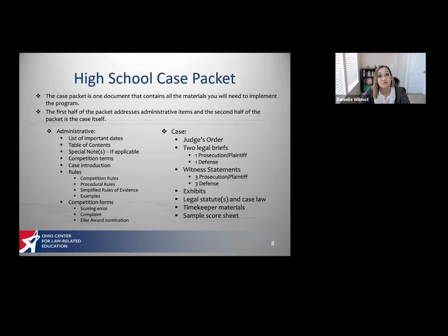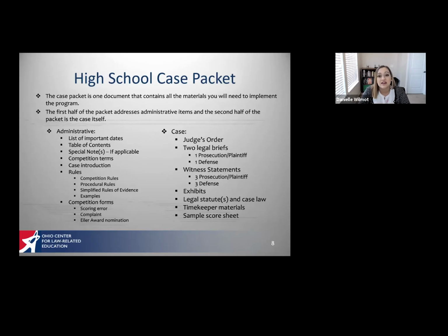We have a list of competition terms up front. So we try to define anything that might be either different from how you would normally use that word or a word that is specific to mock trial, things like doubling versus splitting when it comes to a team. So all of that language is important because we include it in our rules and throughout the case file. So do be sure to just glance over the competition terms before reading into the rest of the case file so you know exactly what we mean when we use a specific word.